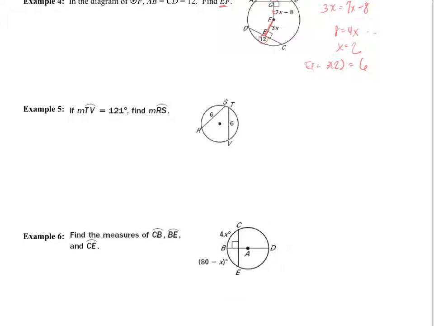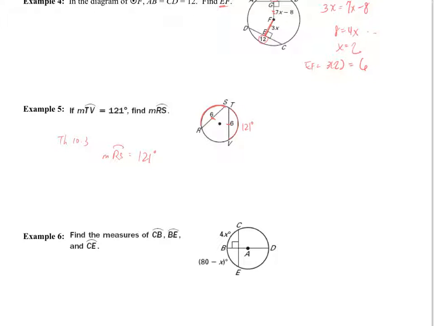Example 5. If measure arc TV is 121 degrees, we want to find the measure of arc RS. Theorem 10.3 states that in the same circle or in congruent circles, two minor arcs are congruent if and only if their corresponding chords are congruent. So since their corresponding chords are congruent, I can say measure arc RS is also equal to 121 degrees.